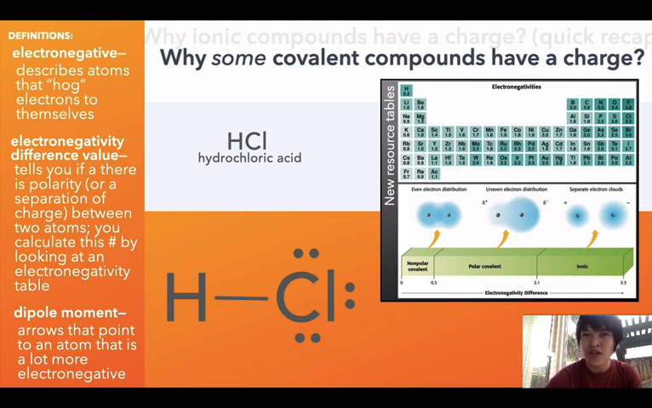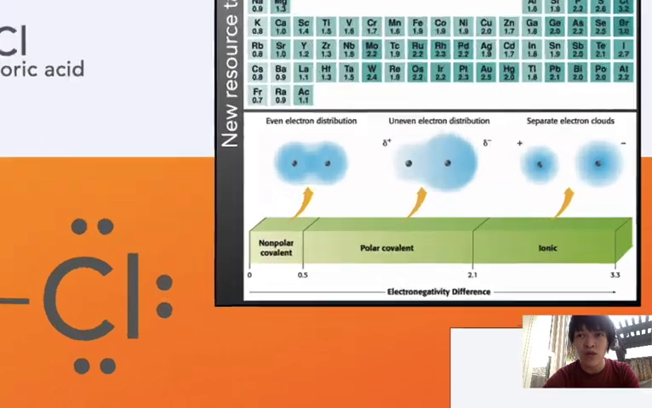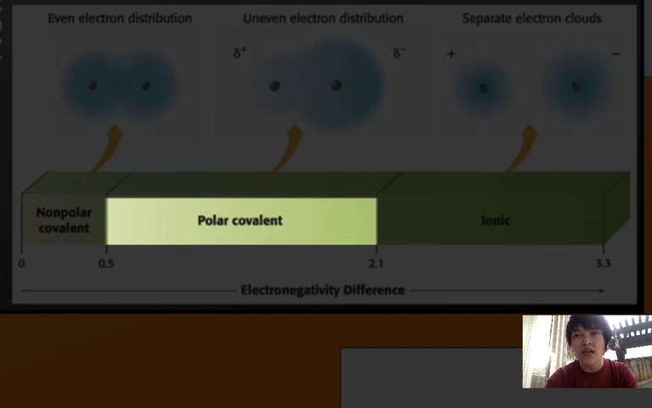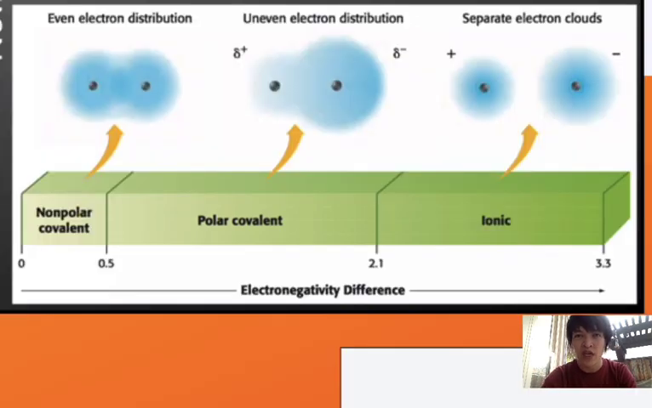With this electronegativity difference value, you can compare it to the electronegativity difference chart. Where does an electronegativity difference value of 1.0 belong on this chart? Is it a nonpolar covalent bond? Is it a polar covalent bond? Or is it an ionic bond? Well, 1.0 fits right here. It's in the polar covalent section.